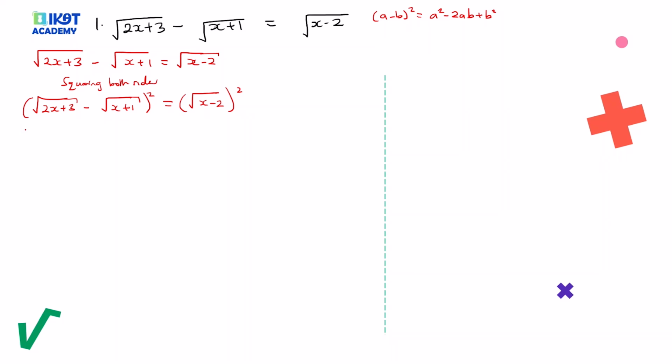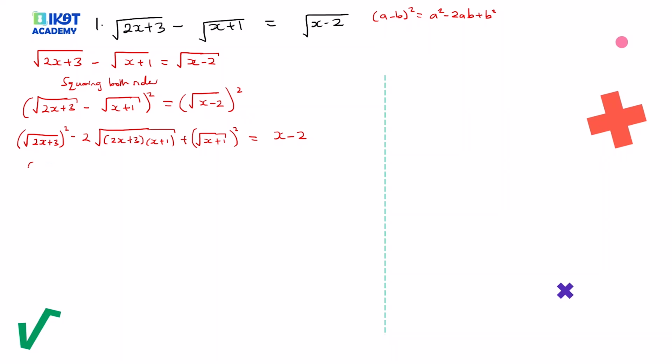So here what do we have? We have a squared, so this is 2x plus 3, minus 2ab, and here we're going to multiply. So in bracket we'll have 2x plus 3 into x plus 1, minus this, this is a plus squared. It's going to be equals, here this and this cancel, to x minus 2.